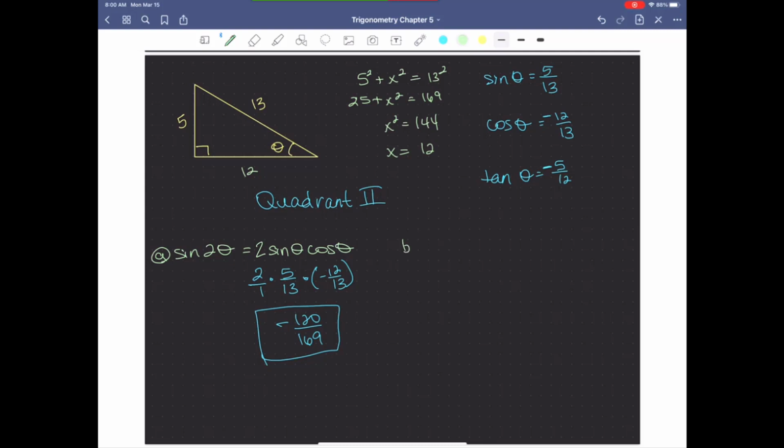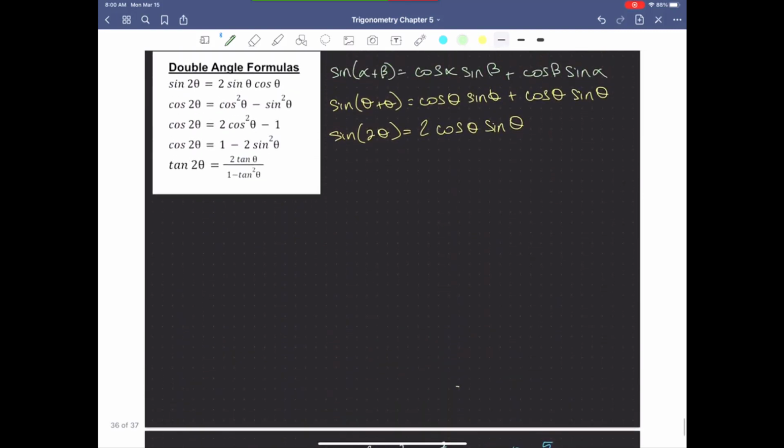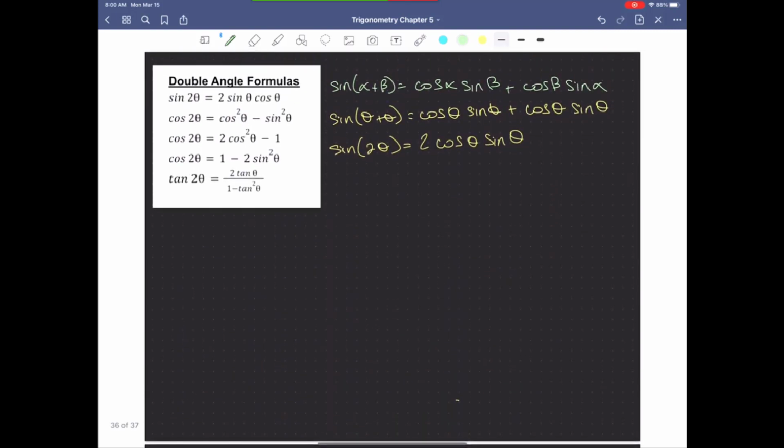Let's try, how about cosine of 2 theta? A double angle for cosine. When you looked at your formulas on your reference sheet, out of those cosines, you get to pick one of the 3, right? Does anyone in particular stand out to you? You like A, B, or C? Well, we have both sine and cosine, so stick with A then? I'm good with that.